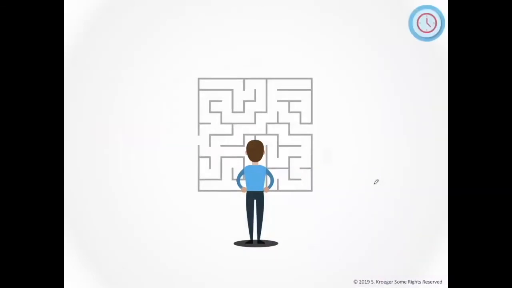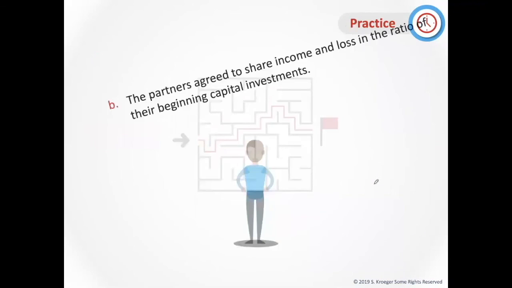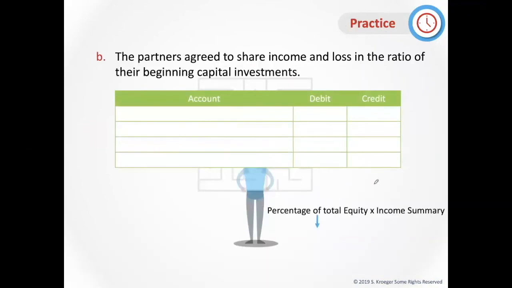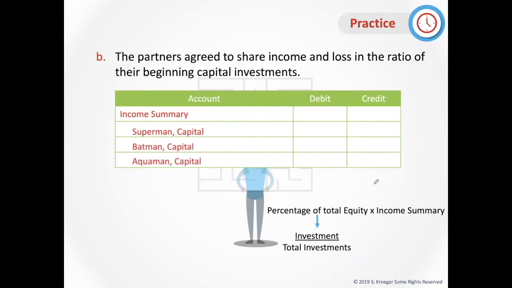Let's look at part B now. It's the same situation. In this case, the partners have agreed to share income and loss in the ratio of their beginning capital investments. Let's put in the journal entries. It's still income summary, along with the 3 partners, Superman, Batman, and Aquaman. The total amount of income is still $249,000 to be split up.